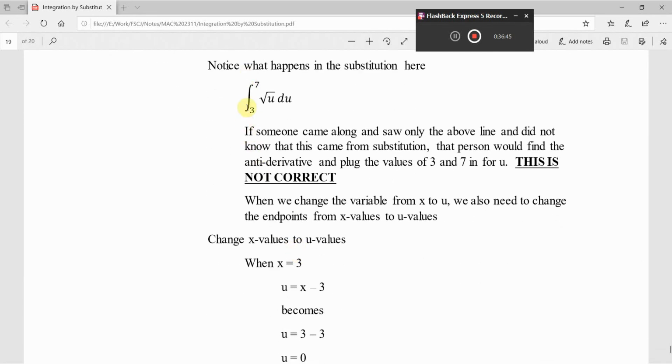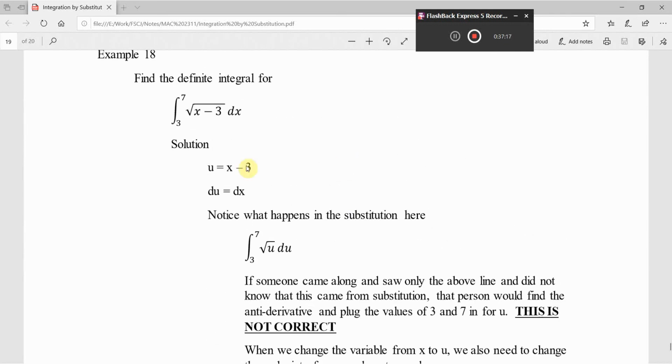Now, if we take a look at this integral and we don't see what the original problem is, in other words, if somebody was to come into this video right now and they see only this line here, the integral from 3 to 7 of the square root of u, then they won't know that this came from substitution. And that person will think that when we find the antiderivative of u, we're going to plug 3 and 7 into that equation that we get for u. This is not correct. So what's going to happen here is whenever we change our variables from x's to u's, we also have to change these endpoints.